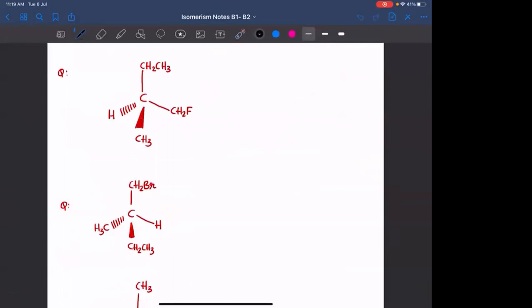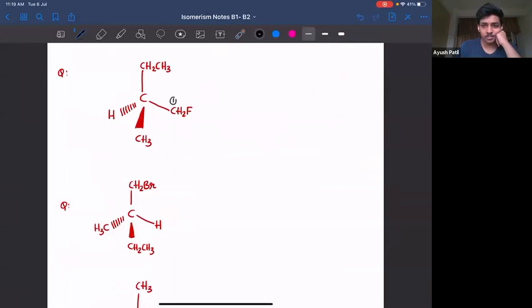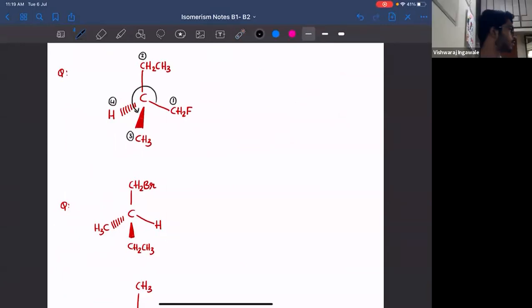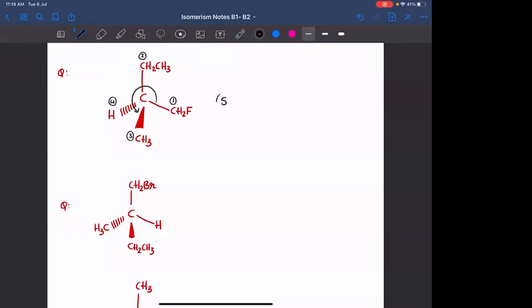SRS. The priority of this is 1, this is 2, this is 3, this is 4. The lowest priority group is viewed away from you. 1, 2, 3, you are rotating it in anti-clockwise direction. So this is S. Any doubt?